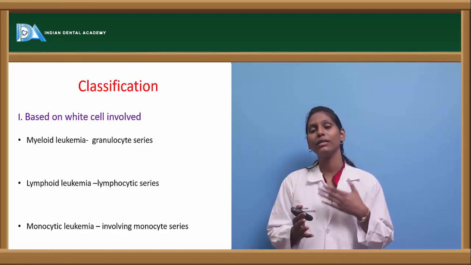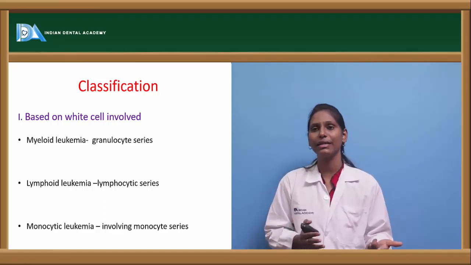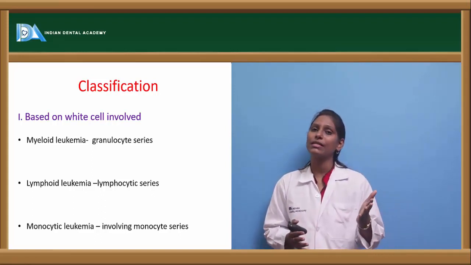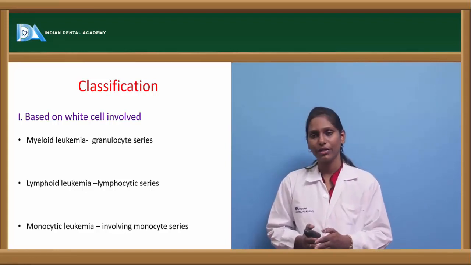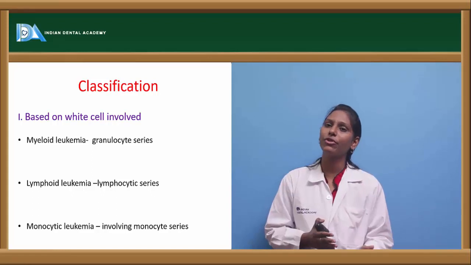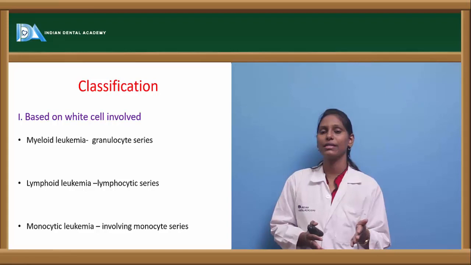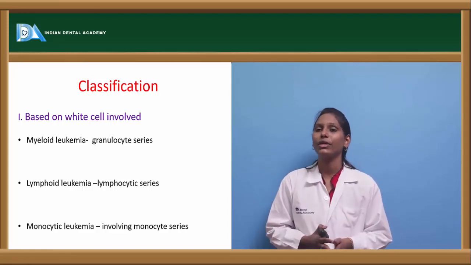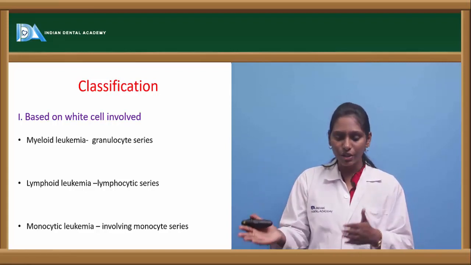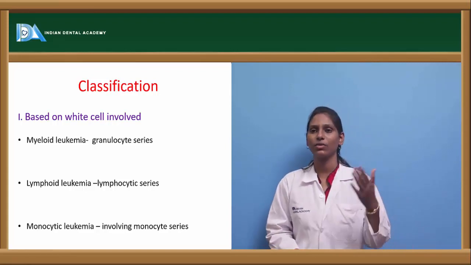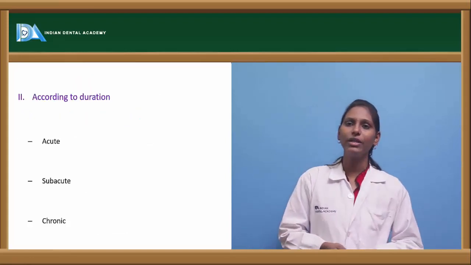Now coming to the classification, based on the lineage involved, leukemia is divided into myeloid series and lymphoid series, and also monocytic leukemia. In myeloid leukemia, the granulocyte series is usually involved. In lymphoid leukemia, the lymphocytic series is involved, that is, lymphoblasts and lymphocytes. In monocytic leukemia, the monocyte series is involved. However, monocytic leukemia usually comes under the myeloid series, because it is another branch of the myeloid series.